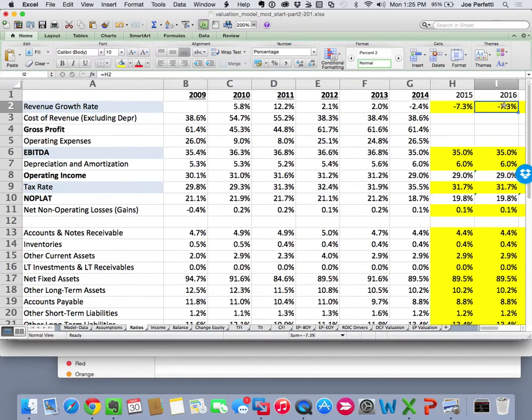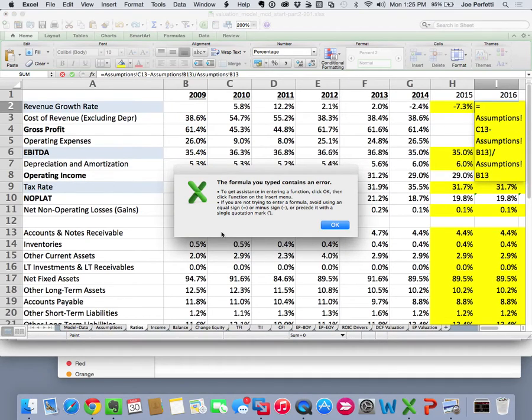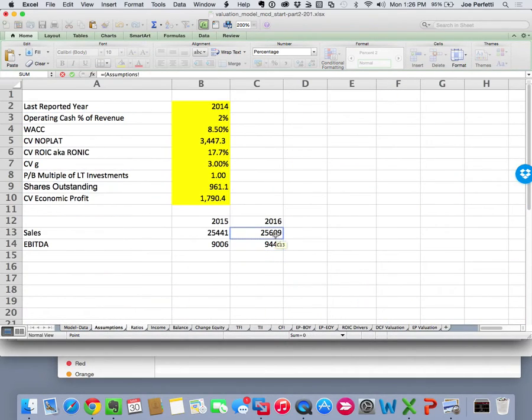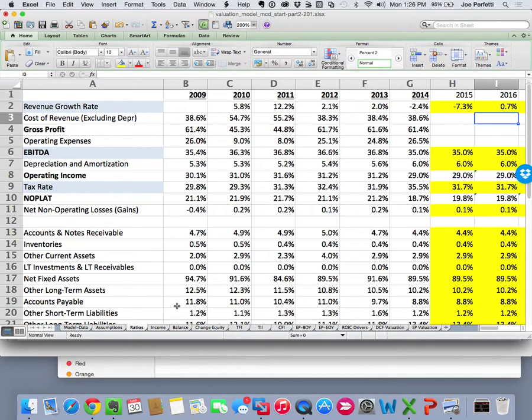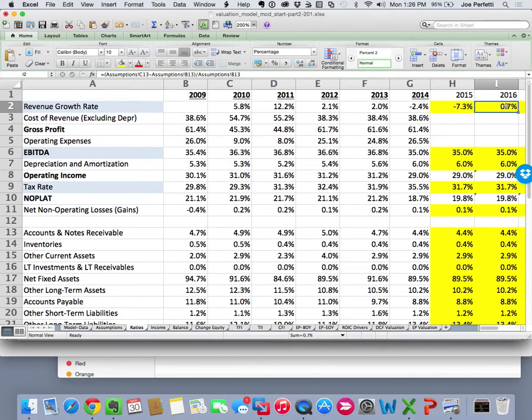For 2016, equals, from the assumptions tab, 2016 revenue minus 2015 revenue divided by 2015 revenue. Try it again. Equals, left paren, 2016 revenue minus 2015 revenue, right paren, divided by 2015 revenue. 0.7% growth. By the way, I need to make those yellow because I'm changing those in the future. So they're basically saying in 2016, McDonald's is going to grow 0.7%.